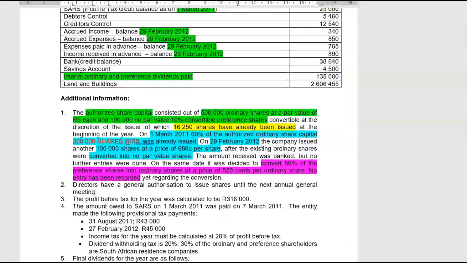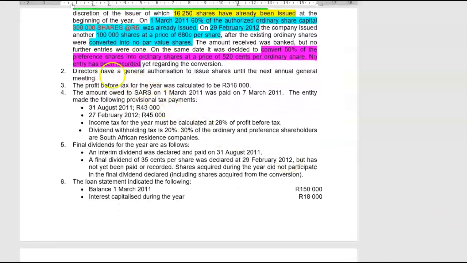Now we're done with that one. Number 2, the directors have general authorization to issue shares until the next annual general meeting. Now this is a disclosable fact. Once we get to the disclosure, I'll show you where we're going to disclose that.